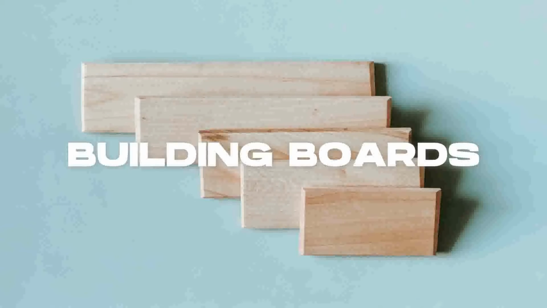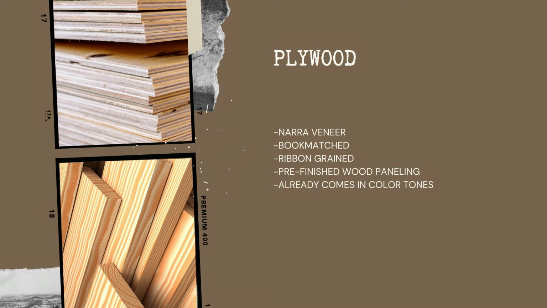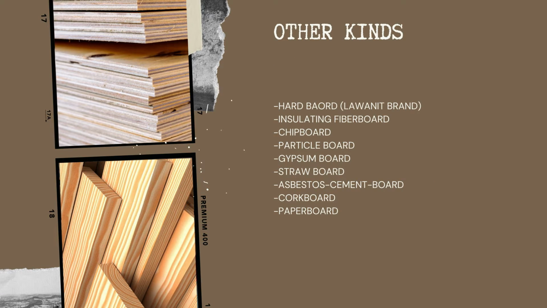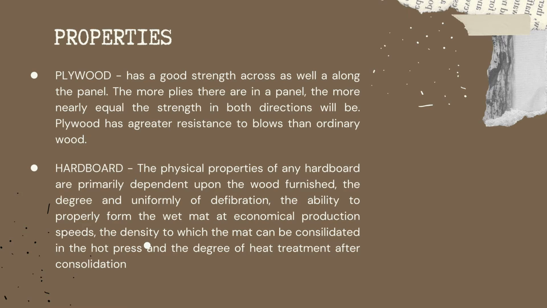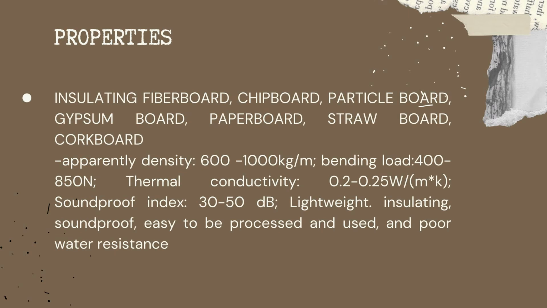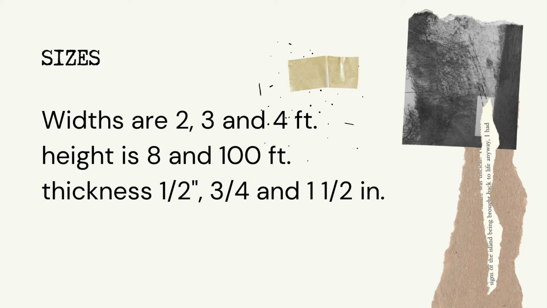Then we have the building boards. Building boards are any sheet of building material, often faced with paper or vinyl. They come from different kinds, which include plywood, hardboard, insulating fiberboard, etc. Also, they have a variety of sizes and thickness. Such materials are installed through the following steps.